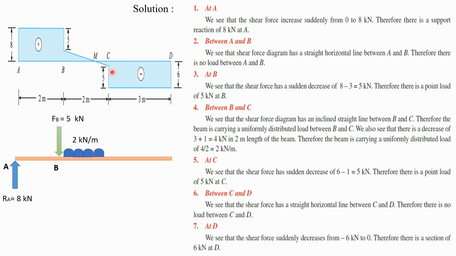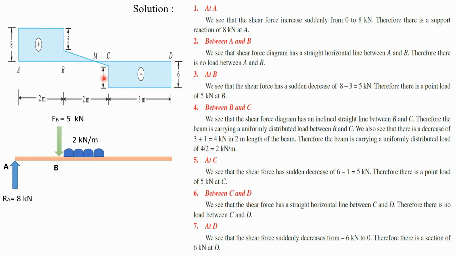Then at point C also, if you observe, the shear force has a sudden change of 6 minus 1. What does 6 minus 1 mean? Here the value of shear force is minus 1 and this is 6. So this 6 minus 1 is this value, the remaining value is 5 kilonewton.